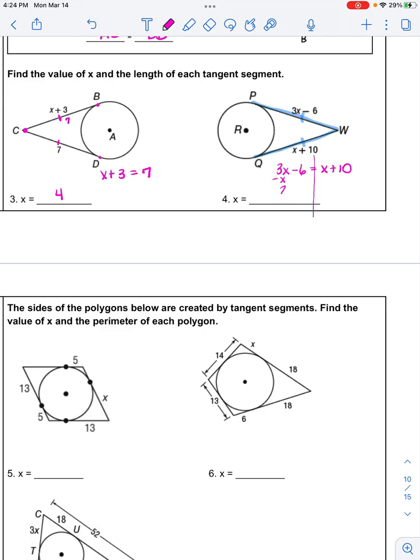Subtract X from both sides, and you get 2X minus 6 is equal to 10. Add 6 to both sides, and you get 2X is equal to 16. Divide both sides by 2, and you get that X is equal to 8. If I had asked you for how long they were, if X is equal to 8, then QW is 18, and PW is also 18, because 3 times 8 is 24 minus 6 is 18.